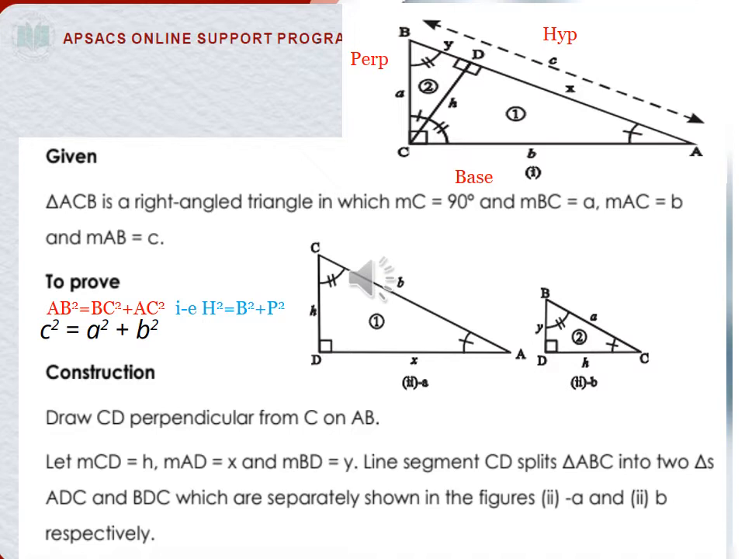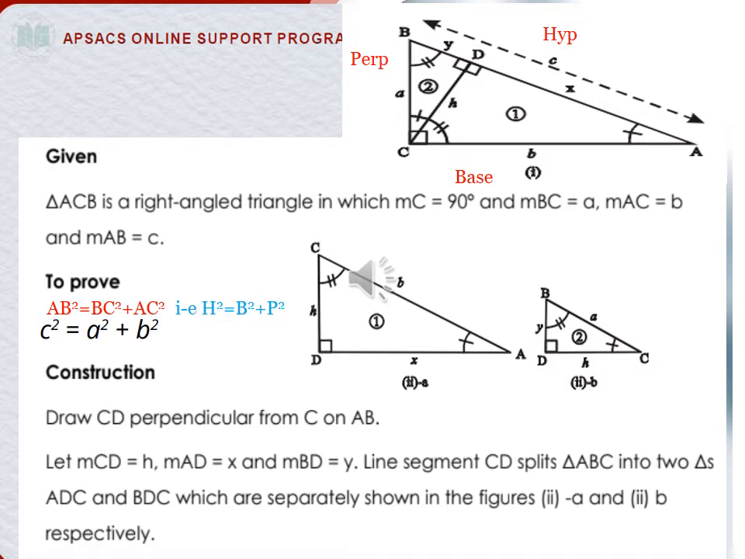Under the construction, what we have done? We have written draw CD perpendicular from C on AB. Perpendicular is a line segment that is drawn from any vertex C or any point on a line segment, and it is making an angle of 90 degree. So this CD is a perpendicular line segment and it is labeled by small h.